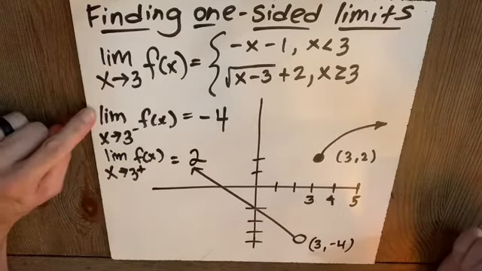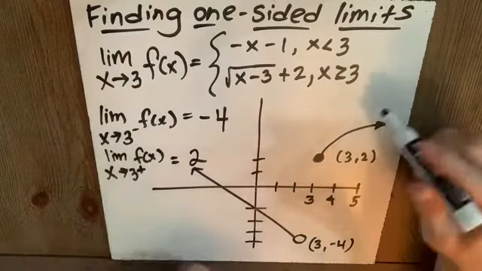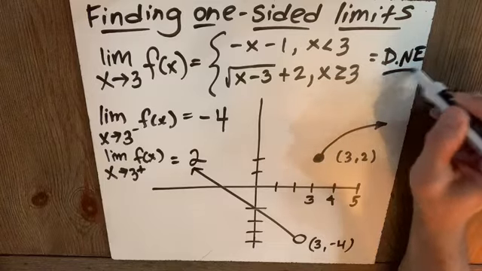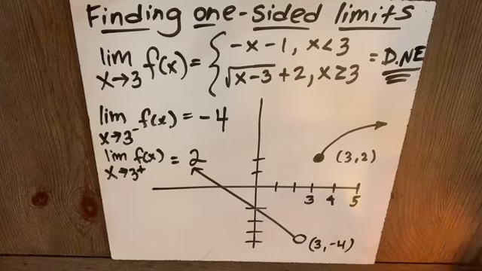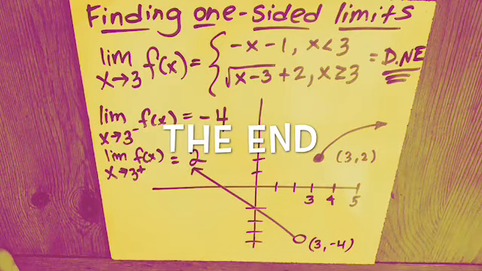Now, the left-hand limit does not equal the right-hand limit. The trains are going into different stations. So we'd have to say the limit does not exist. Why? The left-hand limit is not equal to the right-hand limit. They're not going to the same y. There's no definite trend in y.